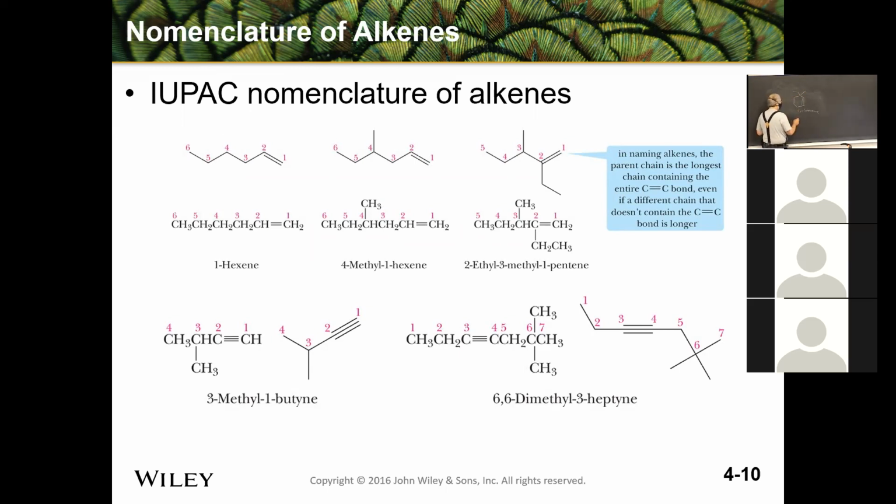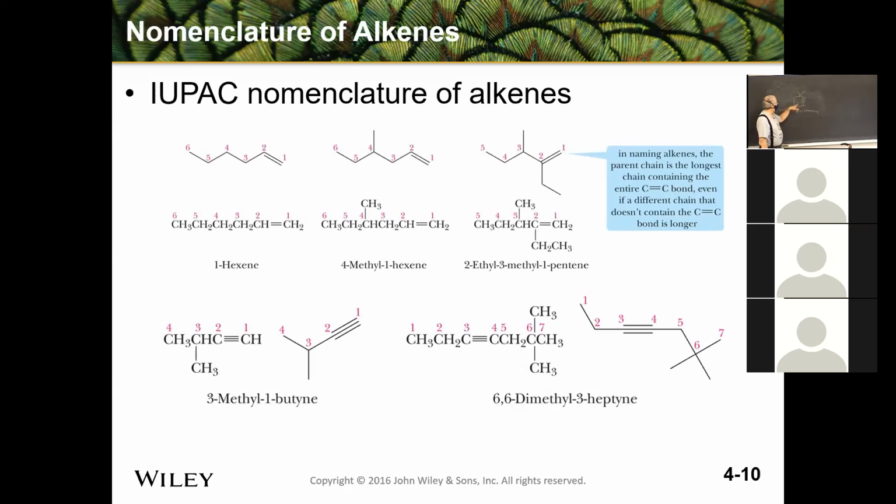Okay, and we want to go this way to give these the lowest number. So this would be 3-ethyl, 3-methyl, cyclohexene. Okay, and it's understood that the double bond is between 1 and 2.